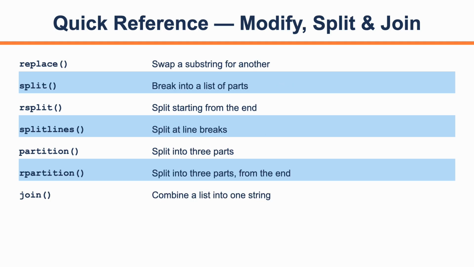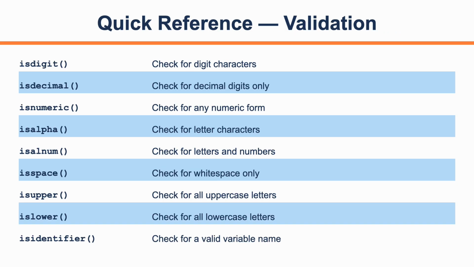This table summarizes the methods that modify, split, or join strings, all covered earlier in this course. Each one transforms a string into a brand new value without changing the original. This table summarizes the validation methods that check what a string contains, covered earlier in this course. Each one returns true or false depending on the characters inside the string.